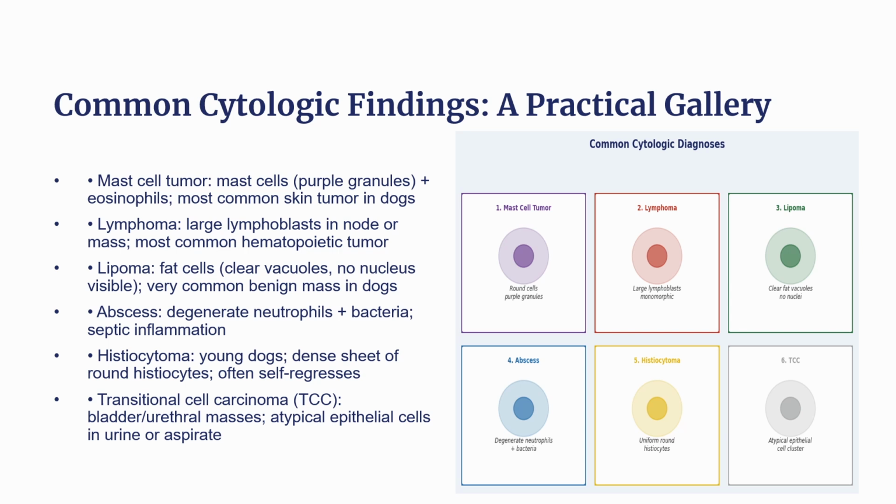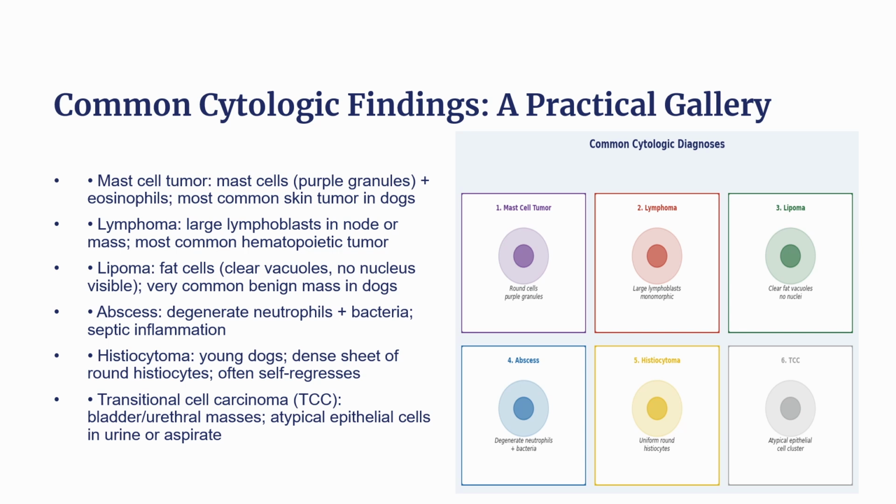Mast cell tumors are incredibly common in dogs, and the diagnosis is often made on cytology alone. You'll see round cells packed with purple metachromatic granules alongside eosinophils. Lipomas, those soft, squishy, fatty masses, give you a slide full of clear fat vacuoles with no nuclei, which is almost pathognomonic. Abscesses are degenerative neutrophils with bacteria. The picture practically diagnoses itself.